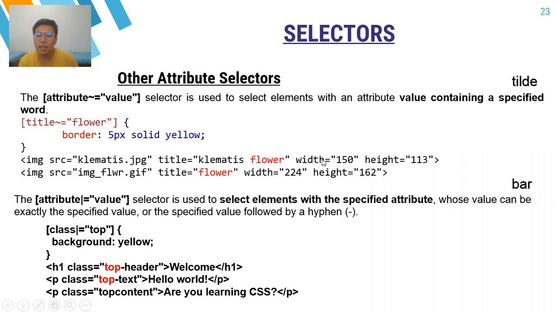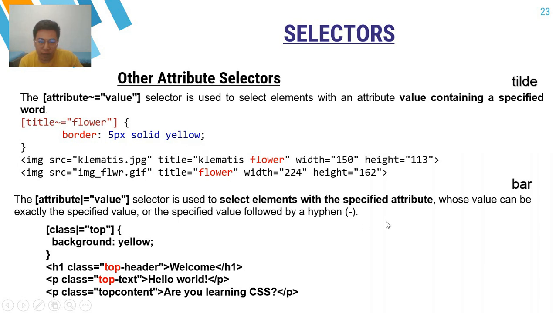Okay, next selector, we also have here the tilde selector. The tilde selector is used to select elements with an attribute value containing a specified word. Here, we declared two titles, title with clematis flower and title flower. On the CSS part, we have the square bracket and then the property title tilde equals flower. So the value contains a specified word, the specified word is flower, so both of the titles have the word flower, and both of them will have a border 5px solid yellow.